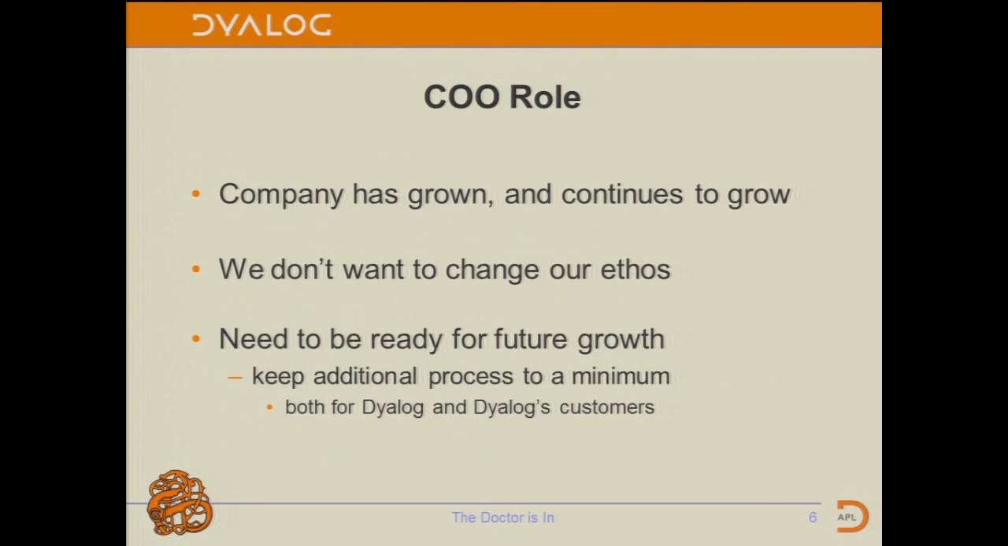So the company has grown and we continue to grow, but we don't want to change our ethos. The way we work, we believe, is really beneficial to everybody. It's good for us, it's good for the customers. We want our customers to be our friends. So any systems we put in place for the future, we want to keep process to a minimum. We do not want to end up in a situation where when you call up, you end up with a call system with 15 different options before you get through to a human being. Well, a Dyalog employee anyway.